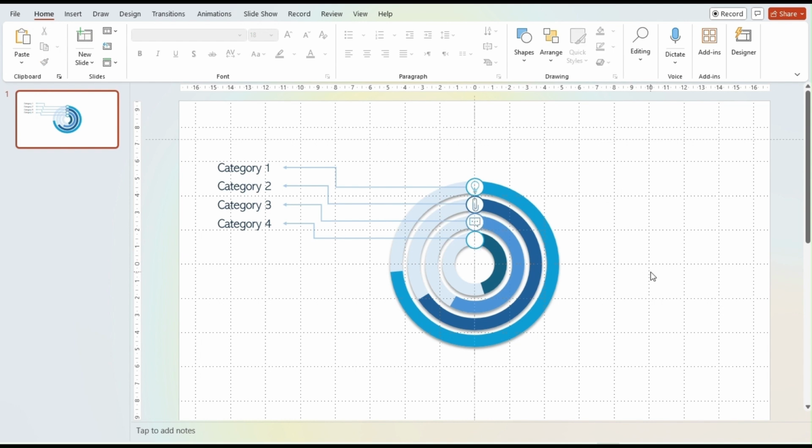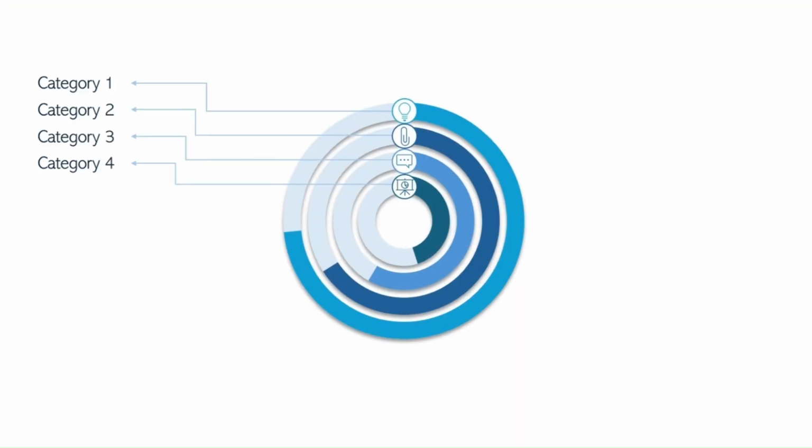Don't forget to adjust their outline color too. And there, you have your circle bar chart.